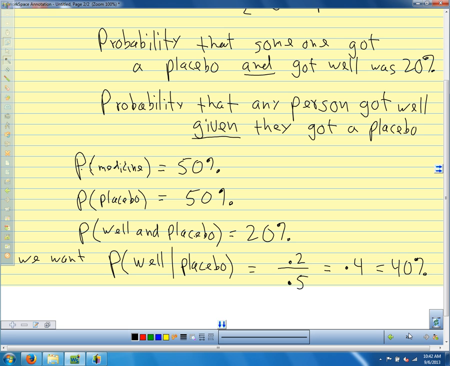So I found the pieces of my formula and then used the parts that I needed. The probability that they got well and they got the placebo was 20%. The probability that they got the placebo was 50%. So a little bit tricky, but not too bad if we just find our pieces and then look at our formula and figure out what pieces of the formula we have and where we need to put them.